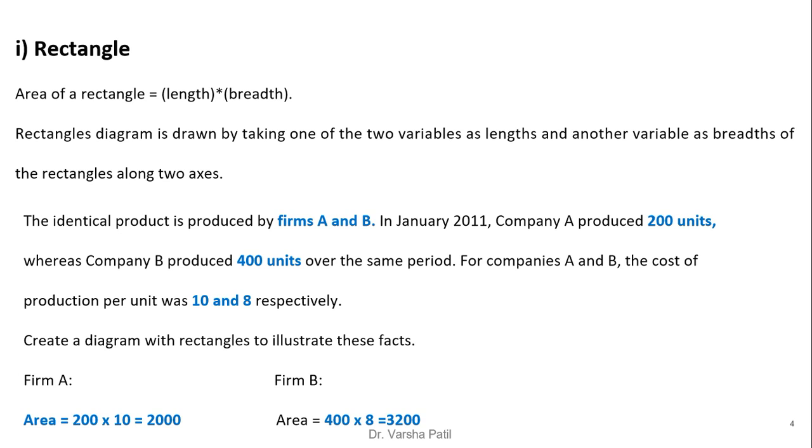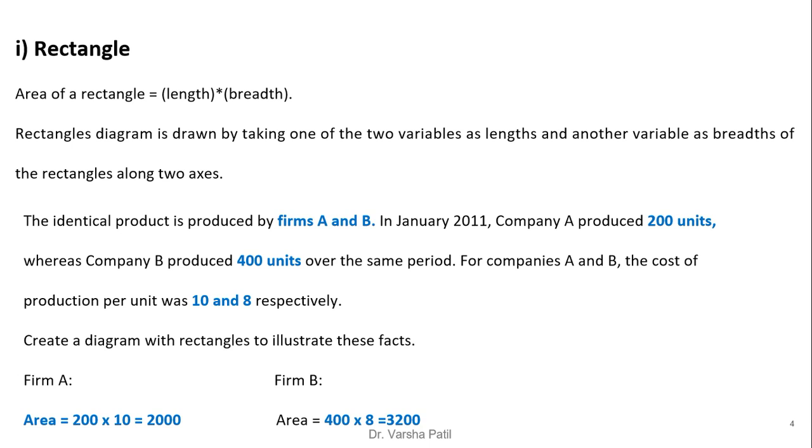Rectangle. Area of rectangle is equal to length into breadth. Rectangle diagram is drawn by taking one of the two variables as length and another variable as breadth of the rectangle along two axes. For example, the identical product is produced by firm A and B. In January 2011, company A produced 200 units whereas company B produced 400 units over the same period. For companies A and B, the cost of the production per unit was 10 and 8 respectively. We have to show this fact using the rectangle diagram.